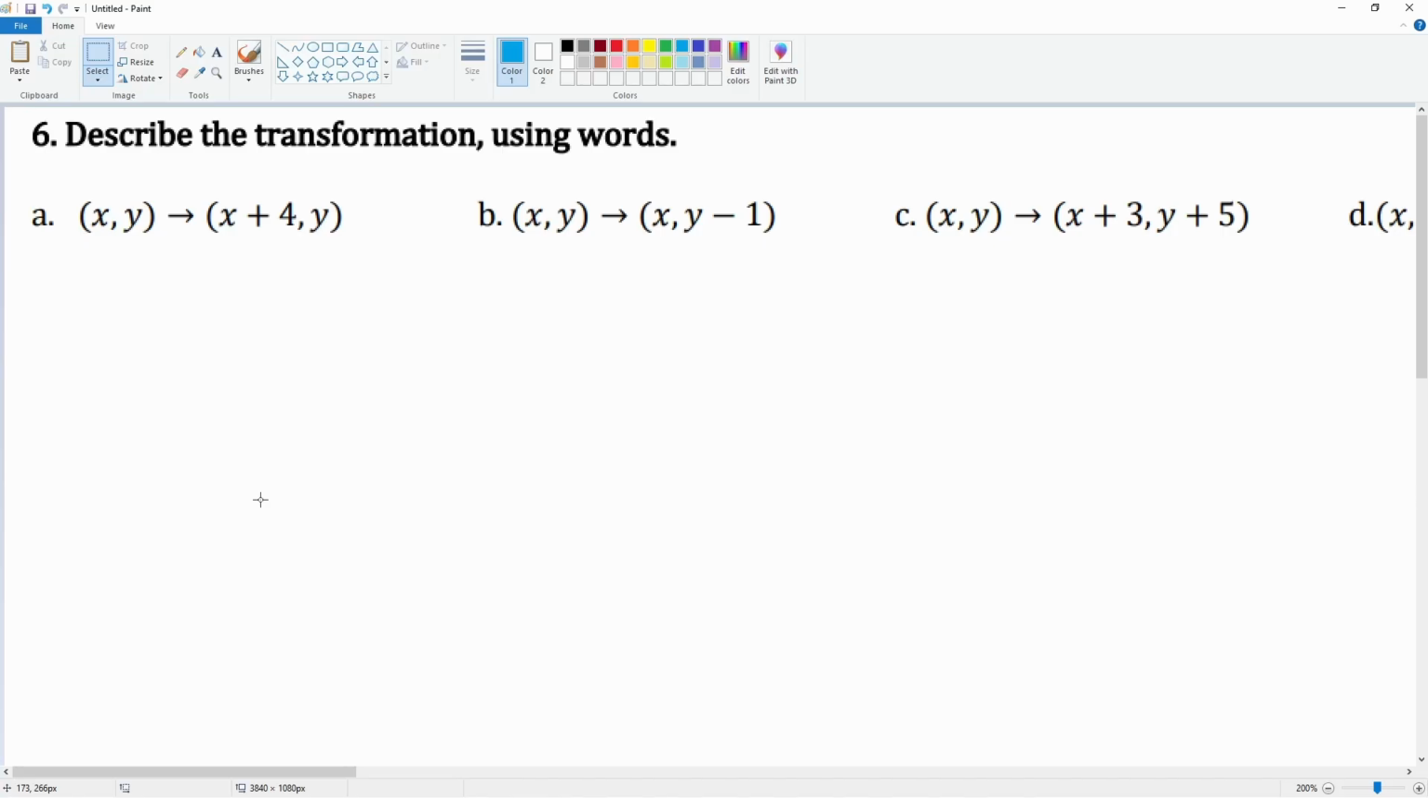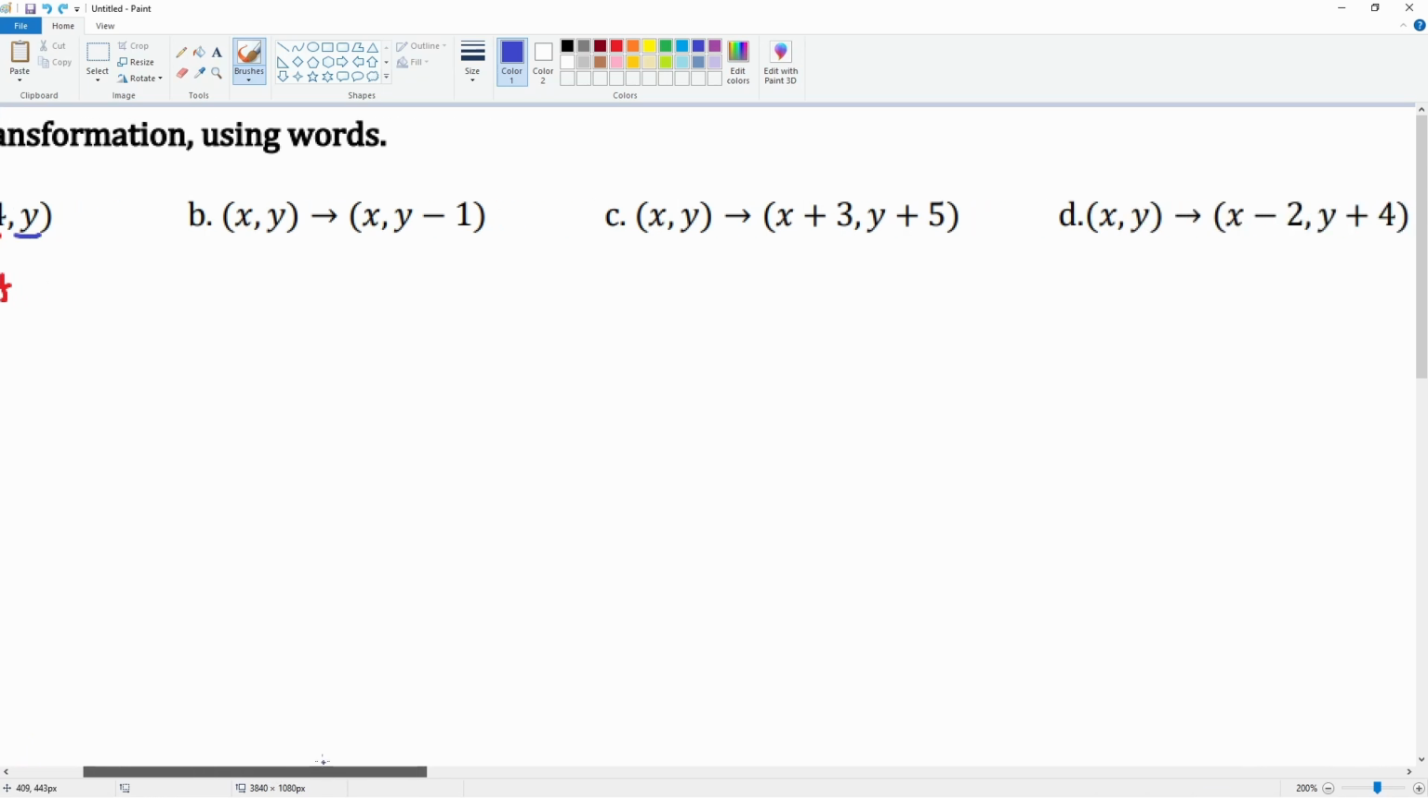Number 6, you're going to describe the transformation using words. Okay, I'm going to break this up piece by piece. This add 4, that means it's going to go right 4 units. Then the second point, y, nothing happens to it, so that's it. So this transformation would just be right 4 units.